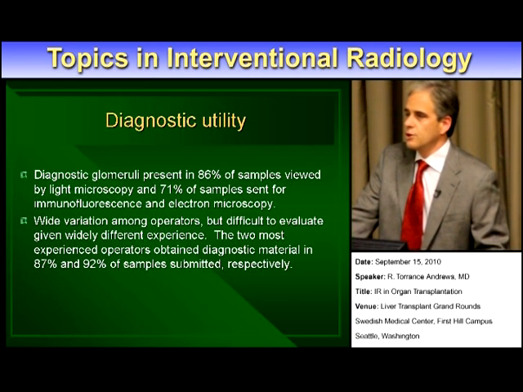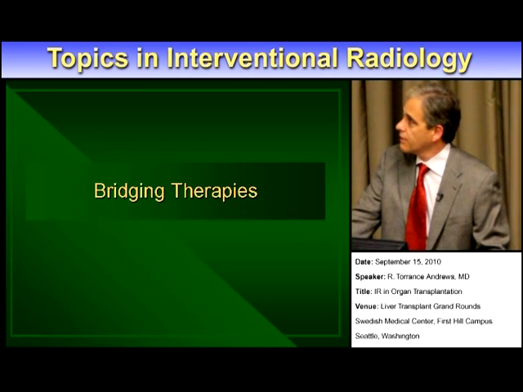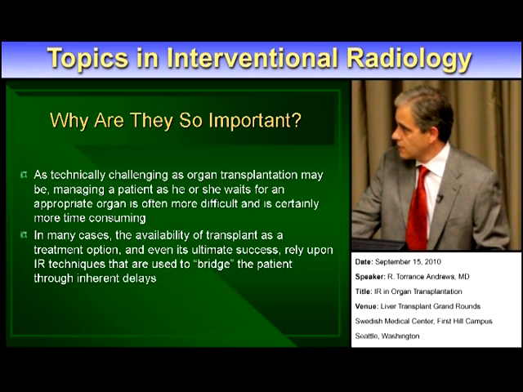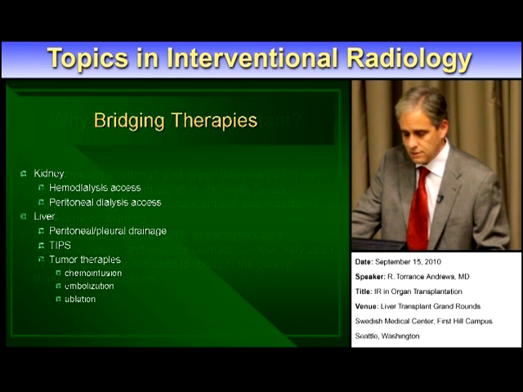So, other things that we do before transplant: bridging therapies. These are important because although the transplant is the major event that happens for the patients, the transplants take a long time to happen, and in some cases may never happen. So it's important for us to help maintain the patients before their transplants go forward. And in many cases, it's only because of procedures that we do in interventional radiology that the patients are even transplant candidates, and I'll talk about those.